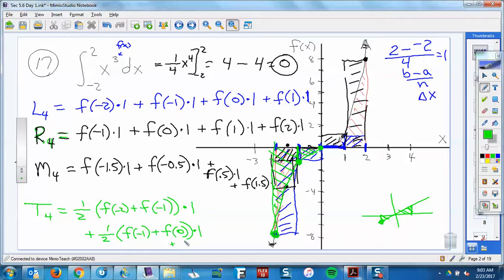All right, plus 1/2 f of, what's our next one? Notice how you reuse, right? The right edge of this first trapezoid is the left edge of your next trapezoid, right?